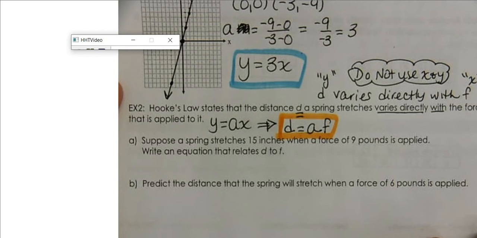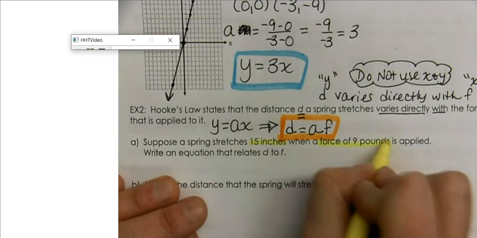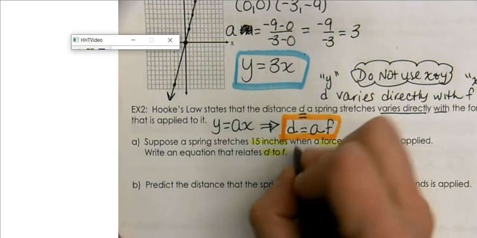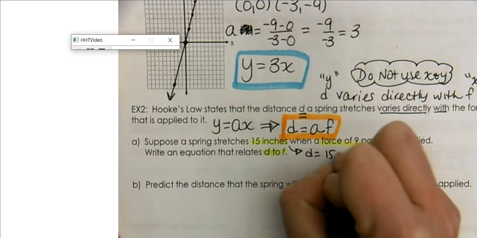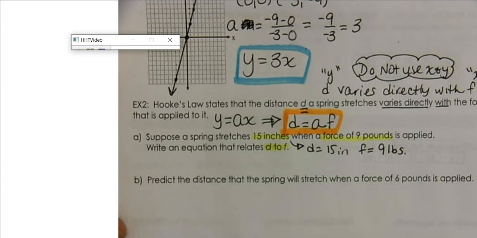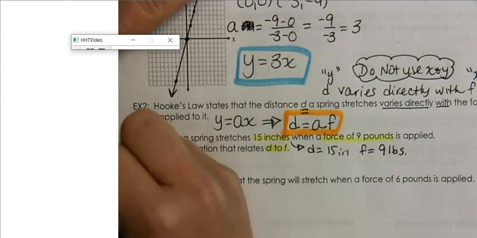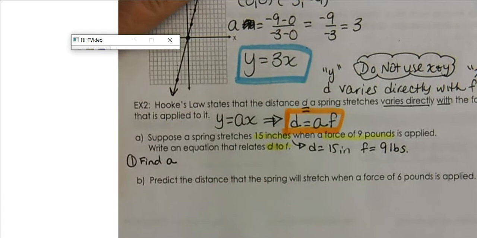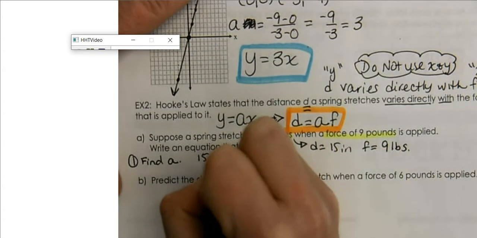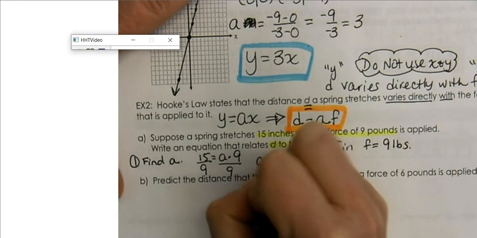So in letter A, it says, suppose a spring stretches 15 inches when a force of 9 pounds is applied to it. Write an equation that relates D to F. So what I see here is that the distance that the spring stretches is 15 inches, and that occurs when force is equal to 9 pounds. So I'm going to substitute 15 and 9 into my equation to find a. I'm going to write D, which is 15, is equal to a times 9. I'm going to divide both sides by 9 so that I can get a alone, and therefore a is equal to 15 over 9.